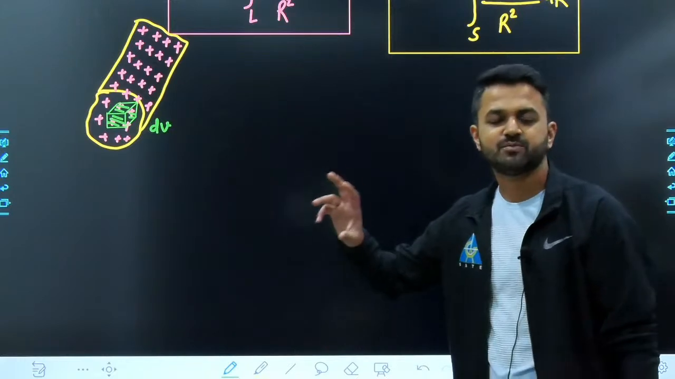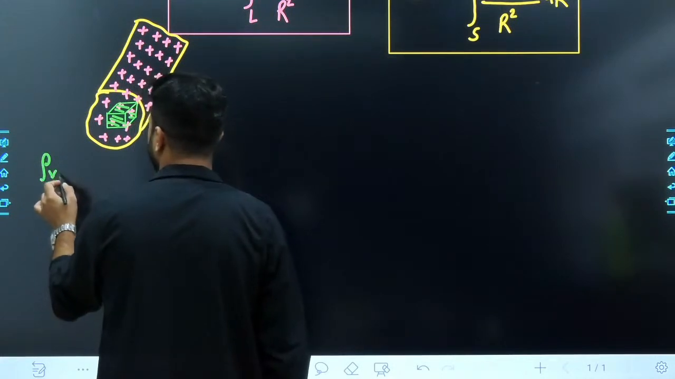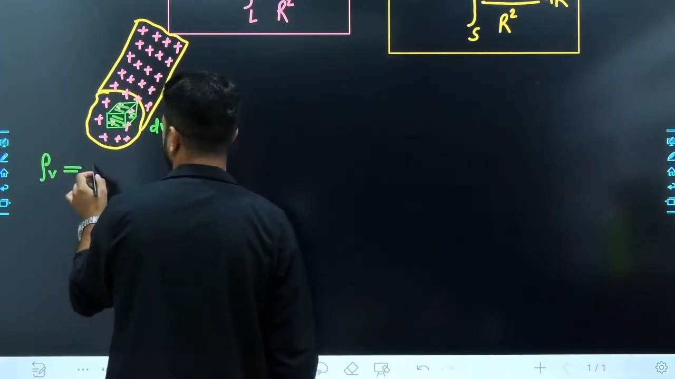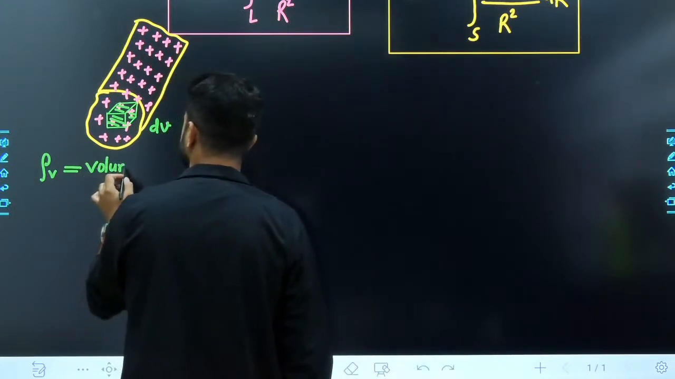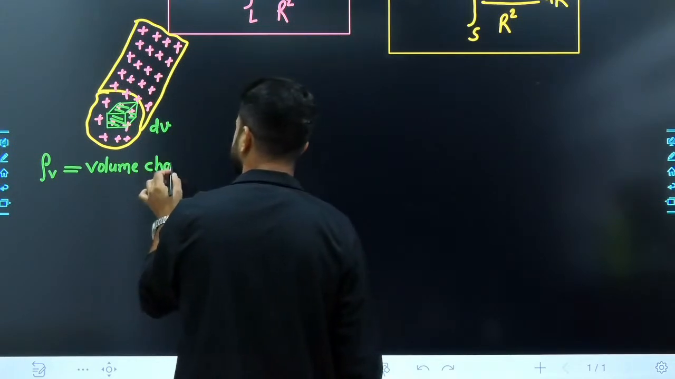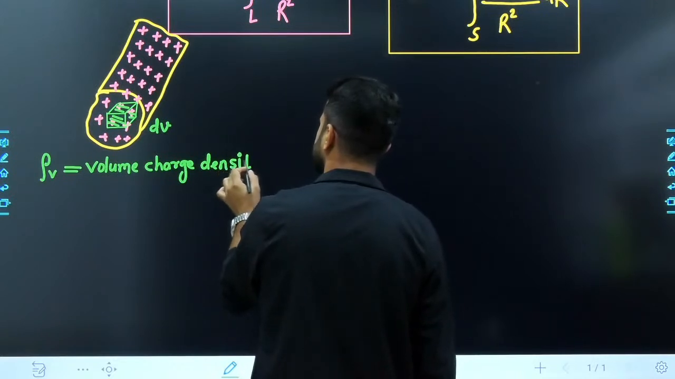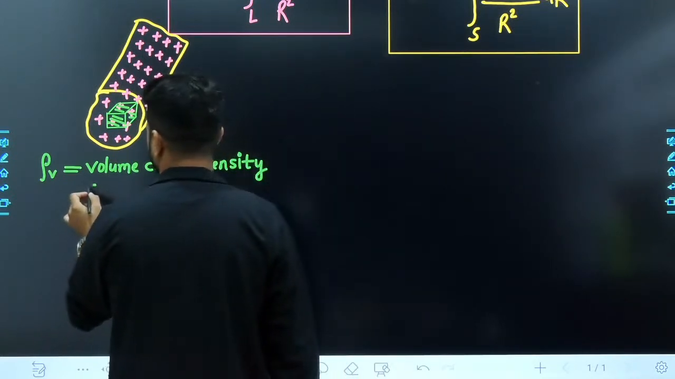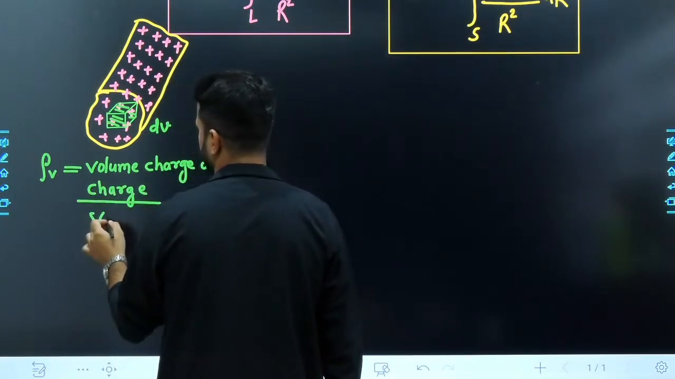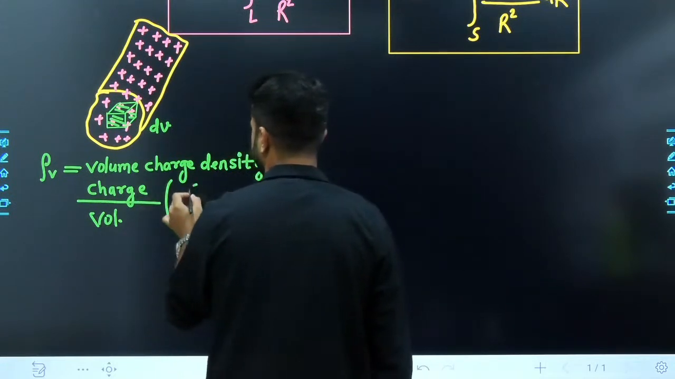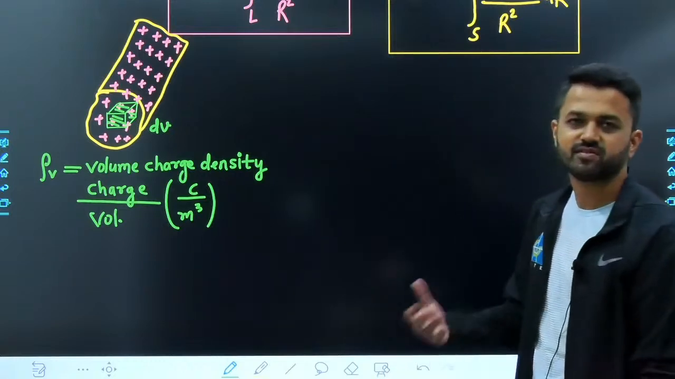Whenever the charges are distributed in a volume, it is defined by rho v, which is called volume charge density. It is nothing but charge per unit volume, and its unit is coulomb per meter cube.